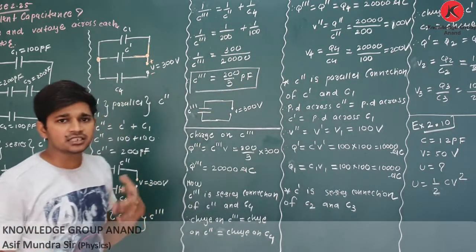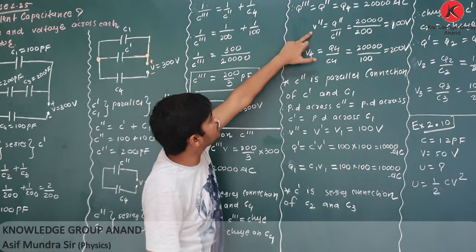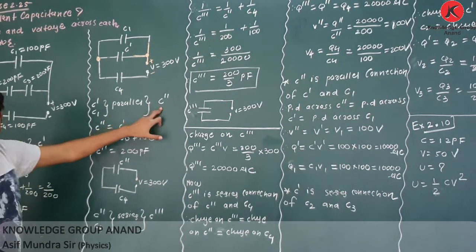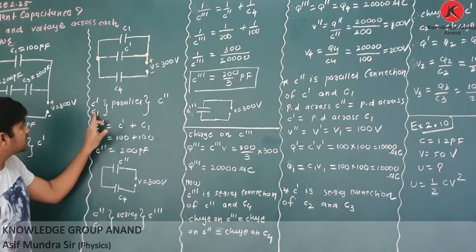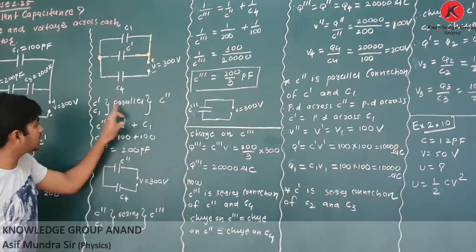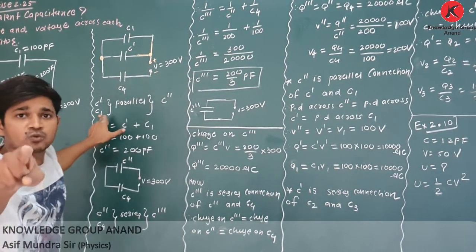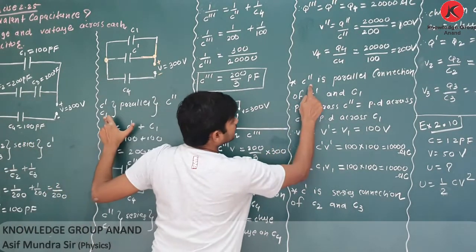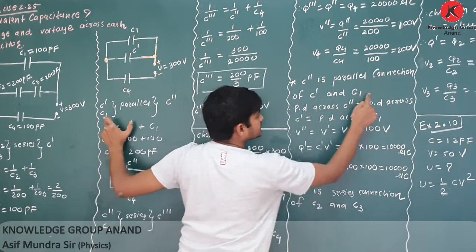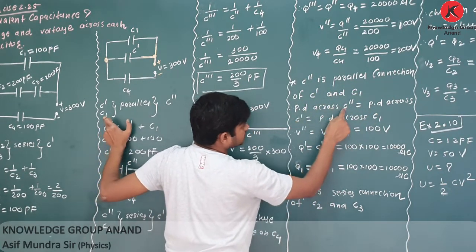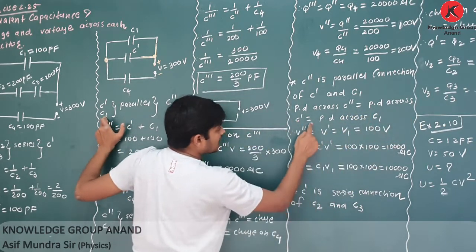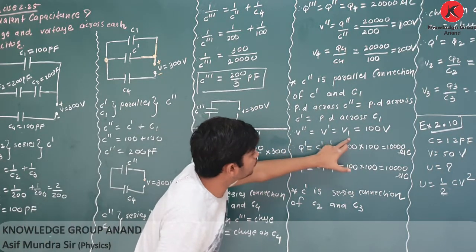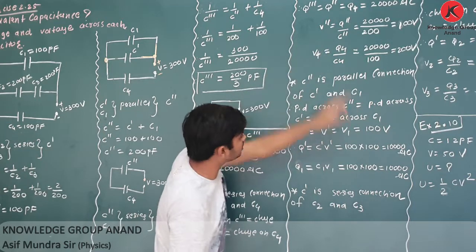We have to find other answers. So see, ask another question. V double dash, Q double dash, C double dash, in reverse. What is C double dash? C double dash is the parallel connection of C dash and C1. In parallel connection, what is same? Potential difference. So how to write? Potential difference across C double dash is equal to potential difference across C dash is equal to potential difference across C1. And V double dash is equal to V dash is equal to V1 is equal to 100 volt.